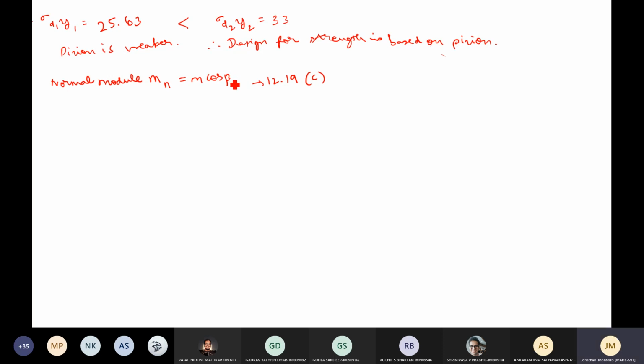So this normal module, the module measured with respect to the normal circular pitch, is taken into consideration. The normal module is of importance over here, so accordingly all the equations will change. We'll come to all of that. First let us find out which equation is to be used: the Lewis equation for beam strength with respect to helical gears.